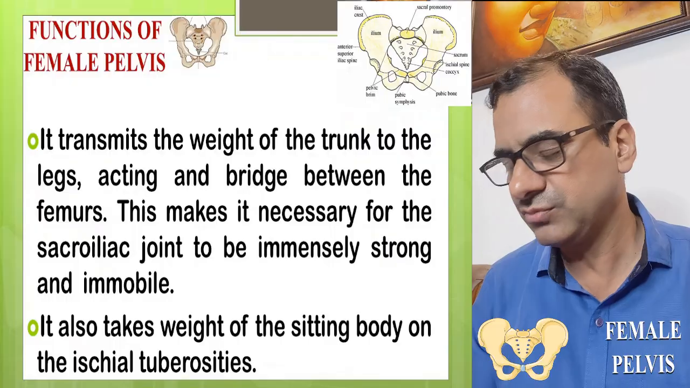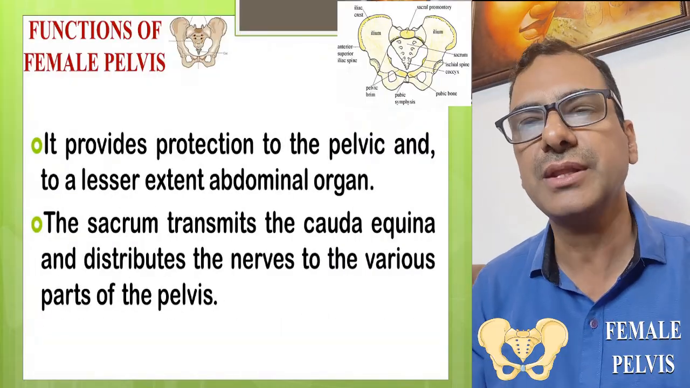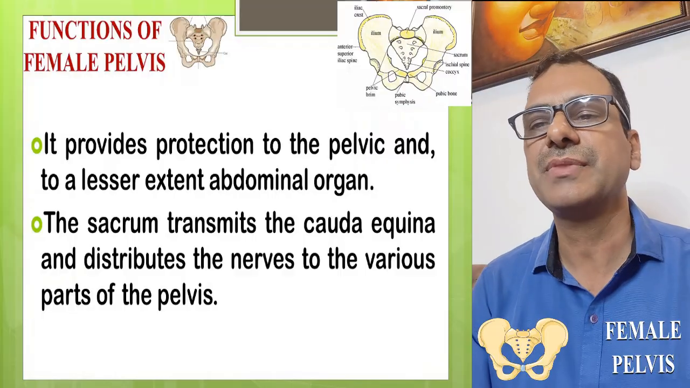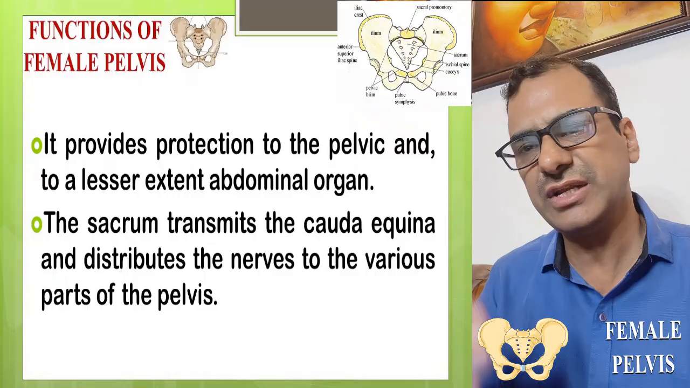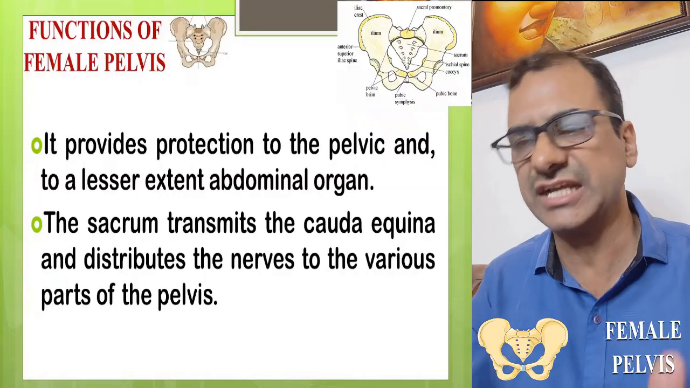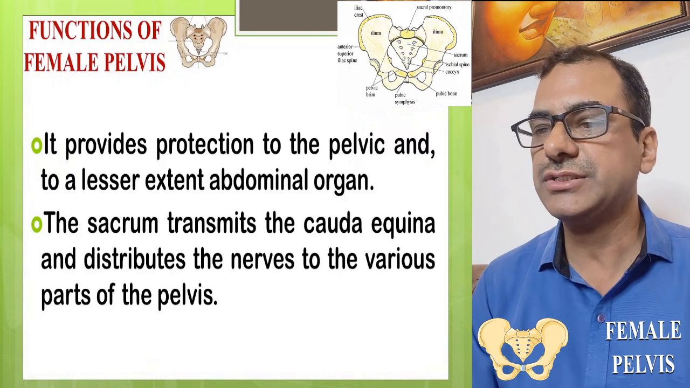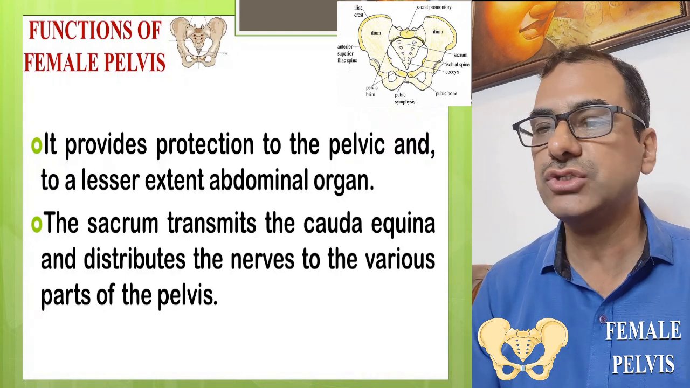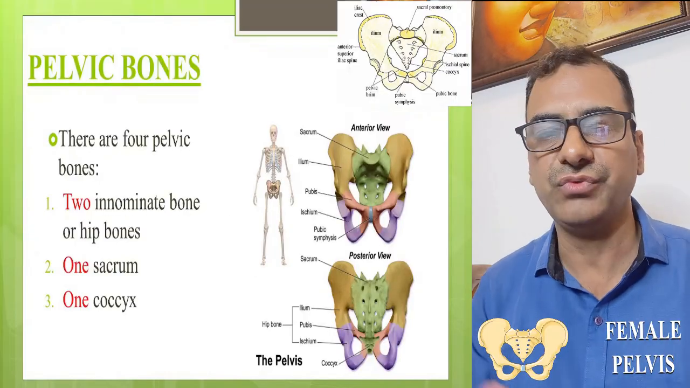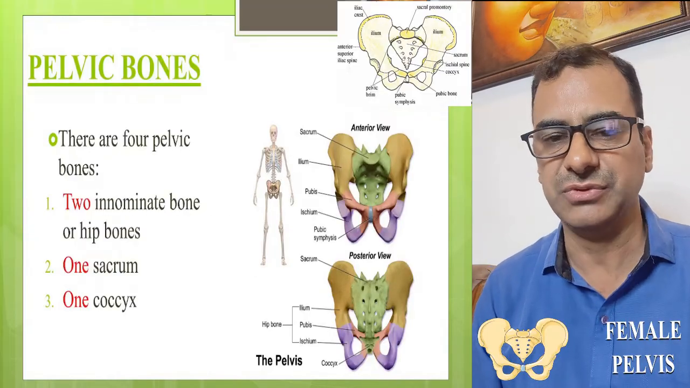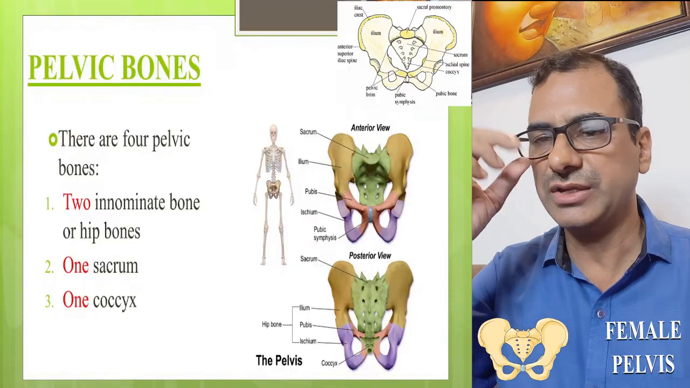because when we sit, we sit on the ischial tuberosities which are part of the bony pelvis. It also provides protection to the pelvic as well as to some extent abdominal organs. The sacrum gives rise to the cauda equina and distributes the nerves to various parts of the pelvis. So these are the basic functions of the pelvic cavity.